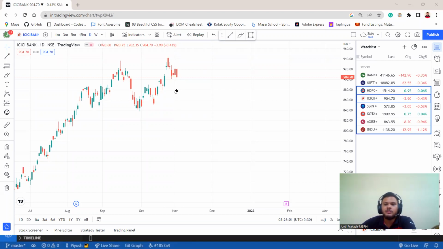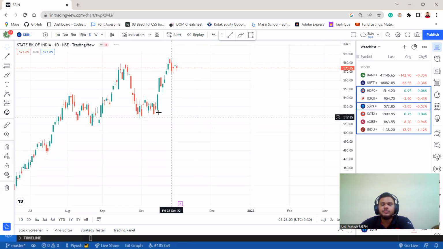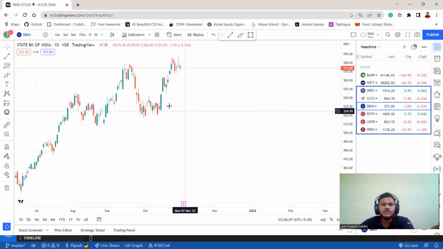But if it opens flat or opens with a small gap down, then you're going to take it for selling. For buying it, you need to close above 920. And in State Bank, here you can see that State Bank also made some indecisive candle, and it also made an M pattern.